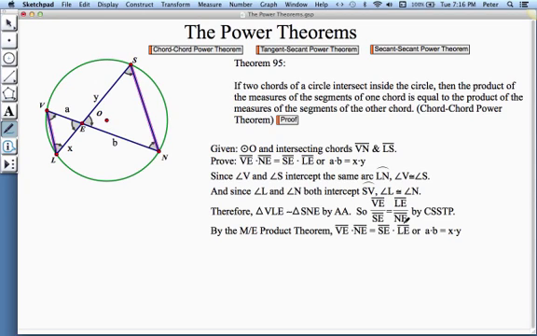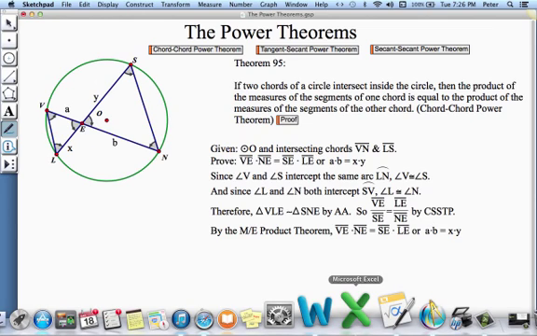I get confused a little bit by the notation of segments, so I just call the first part VE A and EN B. LE I refer to as X, and ES is Y. So I remember the chord power theorem as A times B equals X times Y.